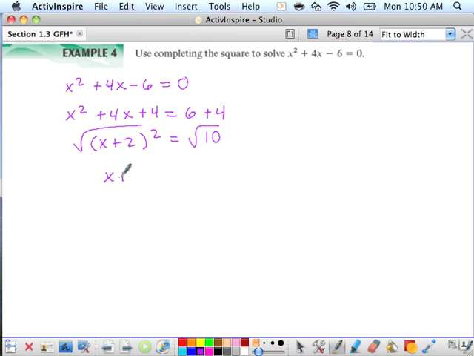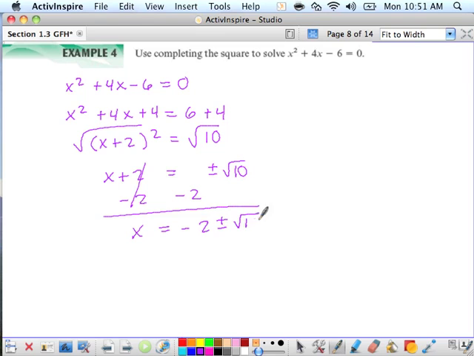That gives us x plus 2 equals plus or minus the square root of 10. At this point, if you can simplify the right side, do it. But the square root of 10 doesn't simplify. It doesn't have any perfect square factors. Finally, we need to subtract 2 from both sides to isolate the variable. So we have x equals -2 plus or minus the square root of 10.